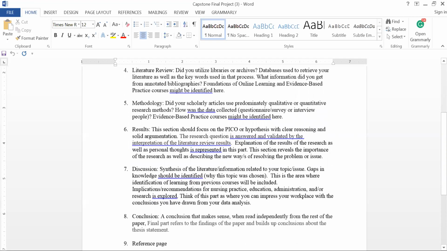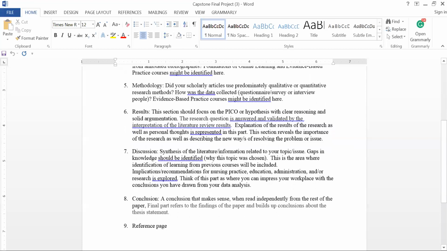The methodology, here's just how you do it. Did your scholarly articles use predominantly qualitative or quantitative research methods? How was the data collected? Questionnaires, surveys, interviews. These will be your evidence-based practice courses, most likely, that you'll be using. And the results. This section should focus on the PICO or the hypothesis with clear reasoning and solid argumentation. This is where the research question is answered and validated.